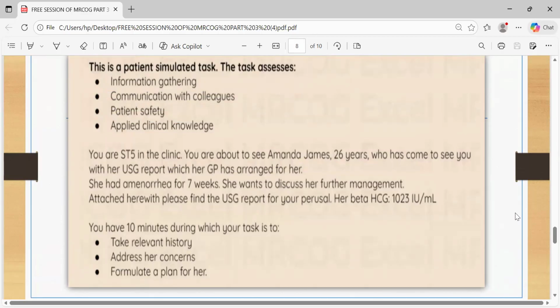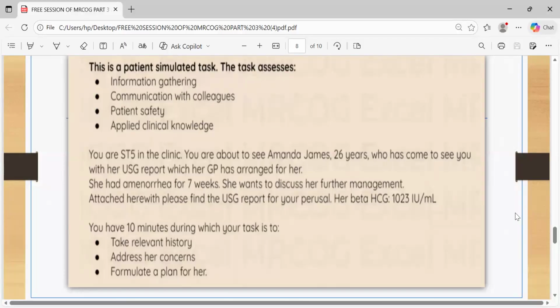So again, the safety point. First, you will introduce yourself to the patient, that you are a doctor here to discuss her management plan. Then you will ask the patient her name and age. Then you will build rapport with the patient by repeating the task in front of her. You have to say, I am Dr. so-and-so. I am here to discuss your case with you. You have been referred here by the GP.